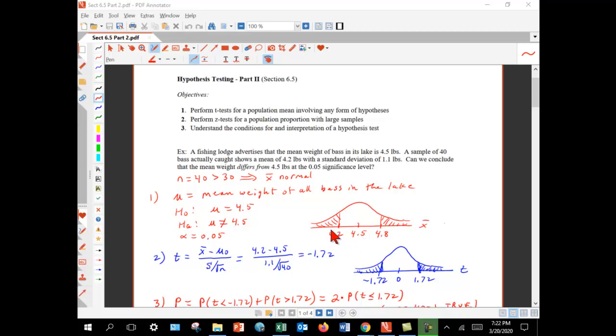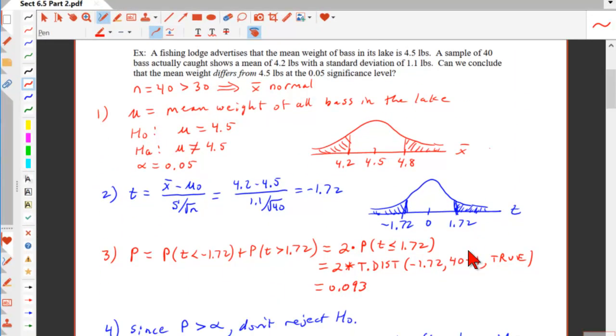I don't need this to do a problem, but it helps to see what's going on. Here's the x-bar distribution with a mean or peak at 4.5, and then 4.2 is the sample mean that we actually got. Now, this is a two-tailed test, and so I went down by 0.3 to get to 4.2. If I go up 0.3 to 4.8, that gives me a picture that shows what probability I'm trying to calculate. To be not equal to 4.5 is to be far away from 4.5, either this far away in the left tail or this far away in the right tail. We'll calculate that probability in a moment.